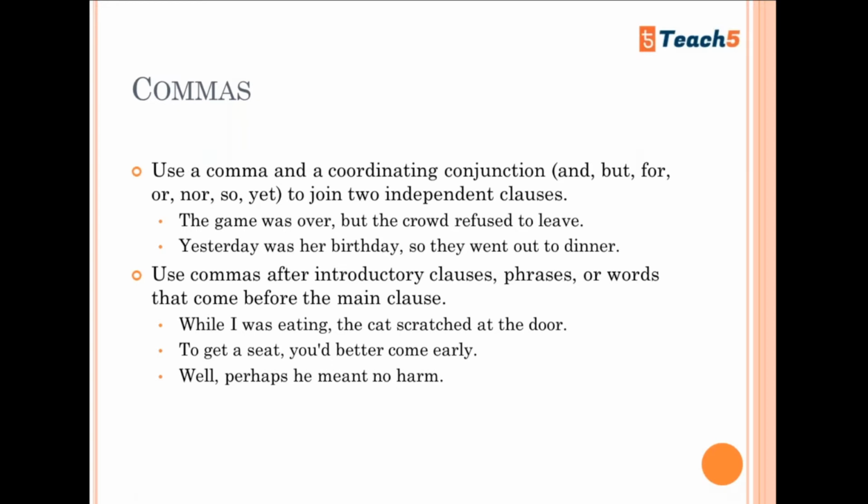Okay, so now we will also see we use commas before the conjunctions like and, but, for, or, nor, so, yet. The game was over, comma, but the crowd refused to leave. This is a joining word. Yesterday was a birthday, comma, so this is a joining word. They went out to dinner.